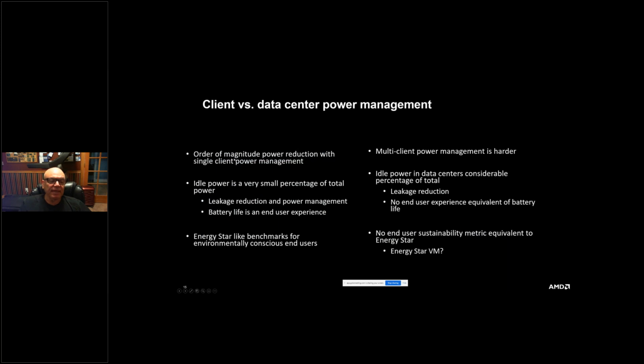you have orders of magnitude of power reduction, but it's a single client. If you have a laptop, you're a single client. If you shut down your laptop, it's pretty simple. You shut down everything around it because no one else is using it. You're not affecting anyone, right? In a data center, doing something is a little bit harder. If you have a processor and you have 10 customers doing work on that processor, what you shut down and what you cannot shut down is quite a bit more complicated. There's a blast radius because of that multi-client use.